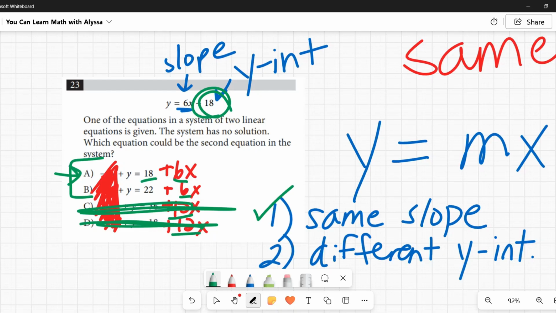No, that is not a different y-intercept. Those two lines are the same. They would overlap. They would have infinite solutions. A is out. So it must be B.